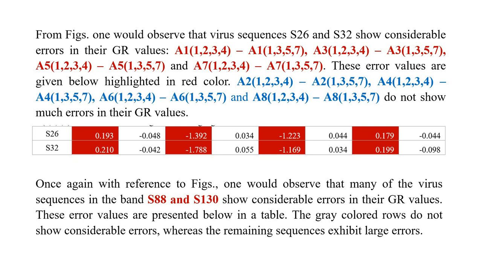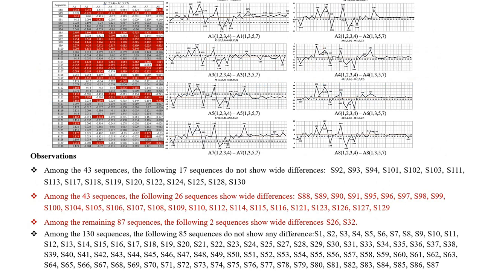These error values are presented below in a table. The grey colored rows do not show considerable errors, whereas the remaining sequences exhibit large errors. From figures shown above, the following observations are made. Among the 43 sequences, 17 sequences do not show wide differences. Among the 43 sequences, 26 sequences show wide differences.